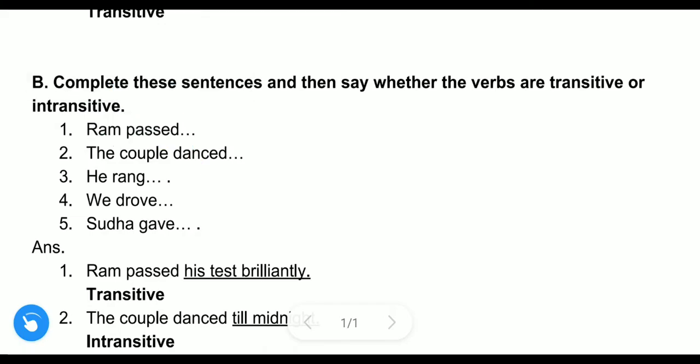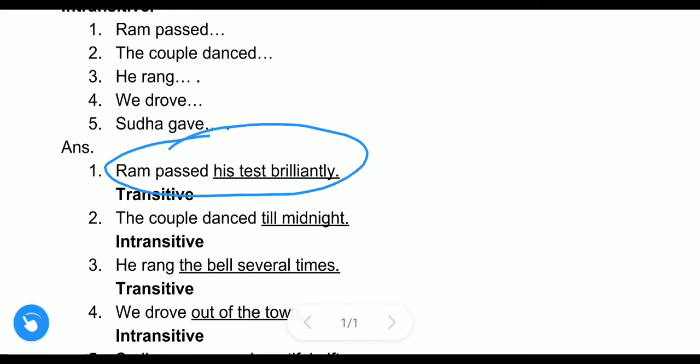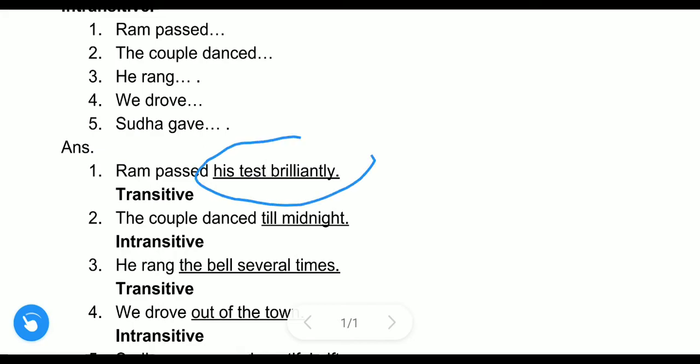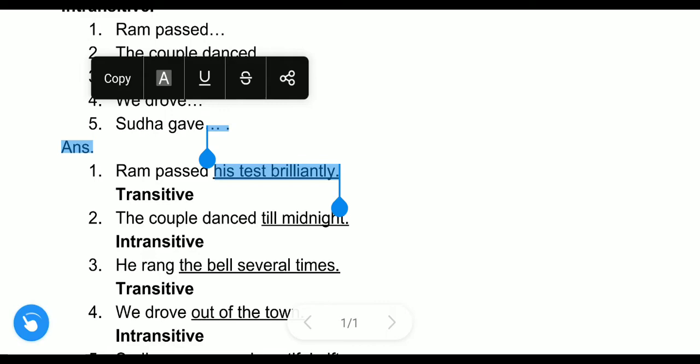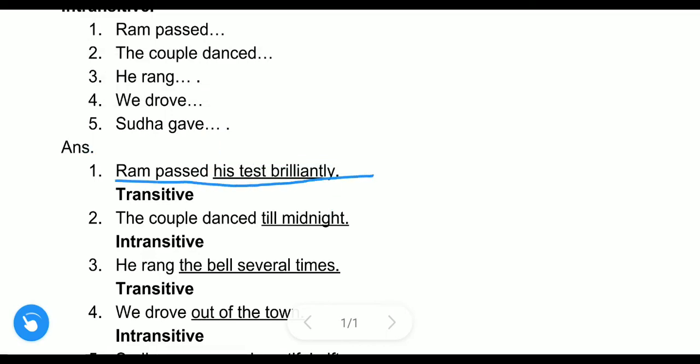So how will you complete this sentence? Ram passed the exam. Ram passed in the exam. Okay. Or here I have completed this sentence. See, Ram passed his test brilliantly. Okay, so I have completed this sentence. Ram passed his test brilliantly.